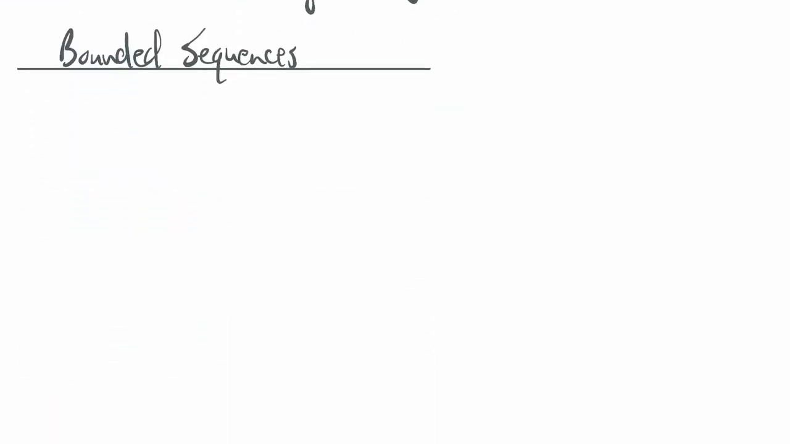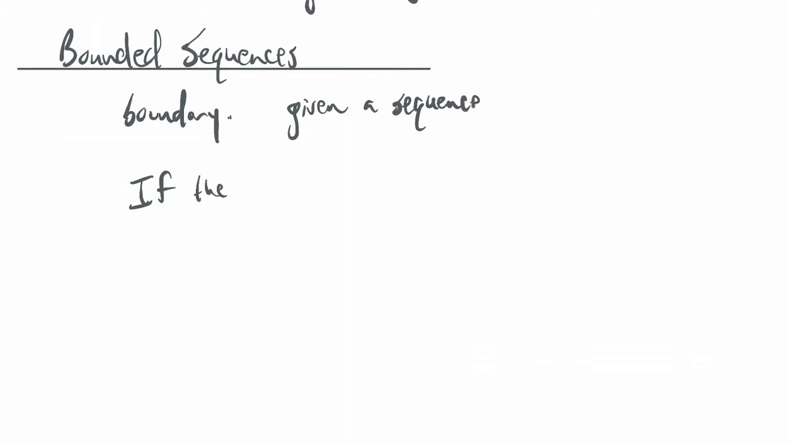So I decided not to have this pre-written out because I just wanted to say what it is. There's not a whole lot to say. Basically, a bounded sequence sounds like what you probably think it means. So is there a boundary? Is there a maximum value and a minimum value? So let's say this way, given a sequence a sub n. Probably should start with that.